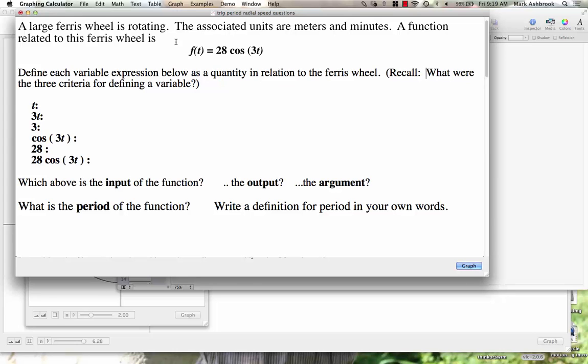So that's what I want you to do, and then you have some follow-up questions. While I take roll here, it's a really important exercise. If the units are meters and minutes for a Ferris wheel and you have this function, what do all the parts of this expression, 28 cosine 3t, mean? Think of each one as a variable.